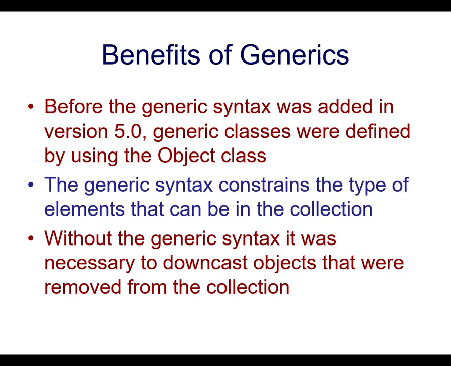The purpose of the generic syntax is to allow the programmer to constrain the type of the elements that can be in the collection at the point of instantiation. Without the generic syntax, it was necessary to downcast objects that were removed from a generic collection. Because downcasts are potentially unsafe, such a requirement was undesirable. When generic code is defined using explicit generic syntax, such downcasts are no longer required.